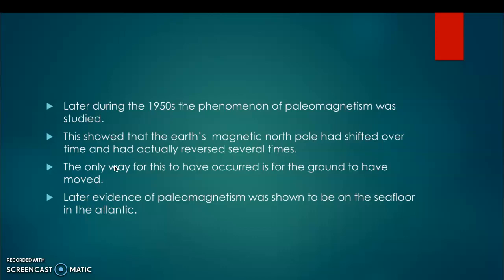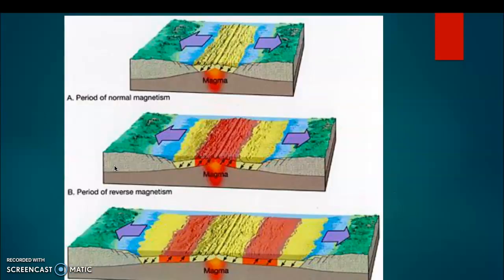It wasn't until the 1950s, nearly 40 years later, that we start studying other things like paleomagnetism, and this is showing that the Earth's magnetic pole has changed over time, and the only way for this to happen is for the ground to be moving. And we later find evidence of this in the seafloor in the Atlantic Ocean, and here's examples of that.